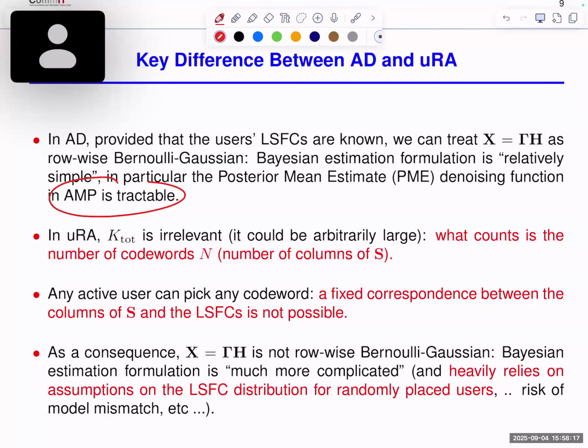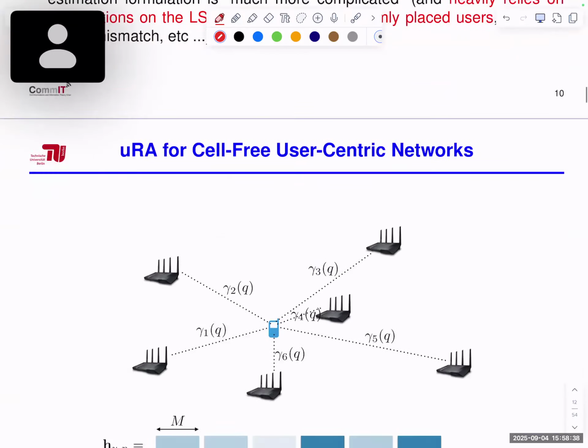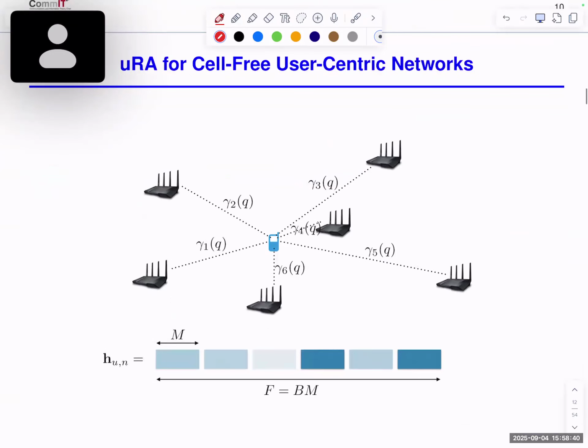So this makes this sort of Bayesian representation much more complicated, because you have one additional layer of randomness, which is the position of the users. That makes things very, very complicated. So basically, we are going to circumvent this problem in a way. We are basically cheating a little bit.